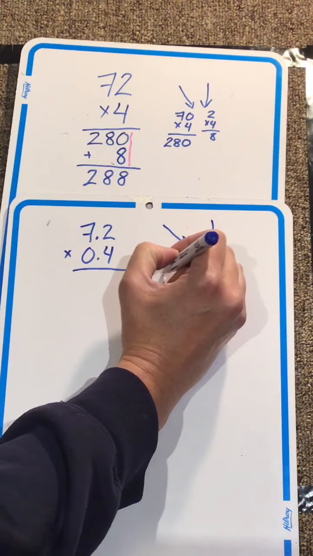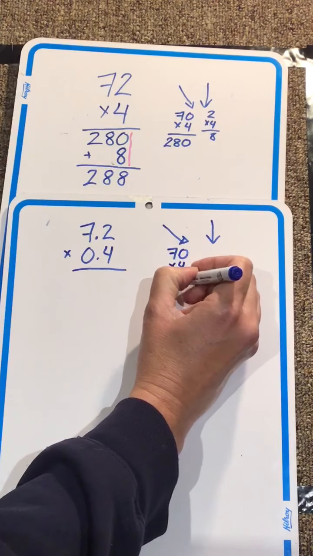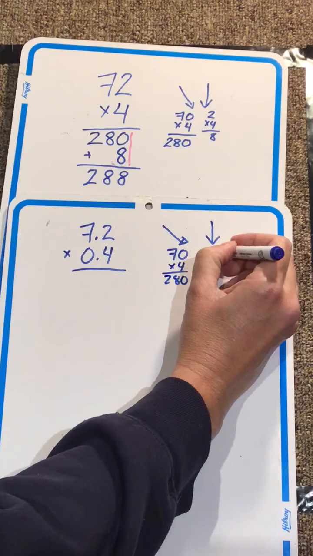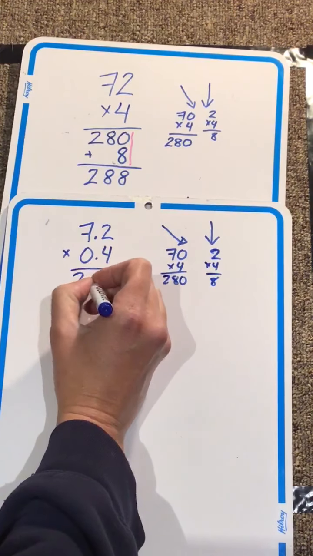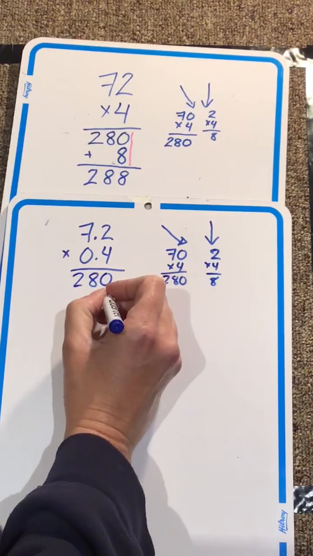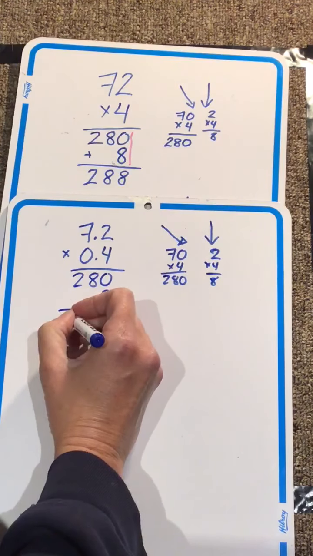So I've got 70 times 4. Well, I'm getting pretty good at this. That's going to be 280. And I've got 2 times 4, which is going to be 8. I put them in here, lining them up on the right. I add them up.